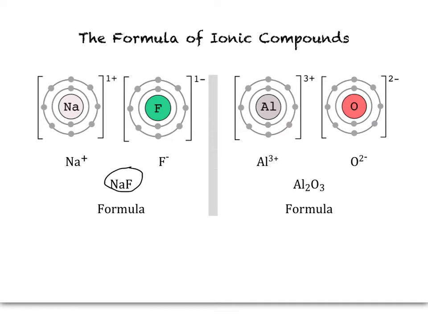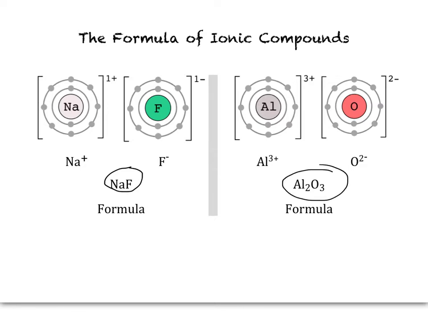In the second example, aluminium is in group 3, so loses 3 electrons to form the 3 plus ion. Oxygen from group 6 gains 2 electrons to form the 2 minus ion. Here we need to take 2 aluminium 3 plus ions with 3 oxygen 2 minus ions to make up a neutral compound with the formula Al2O3.